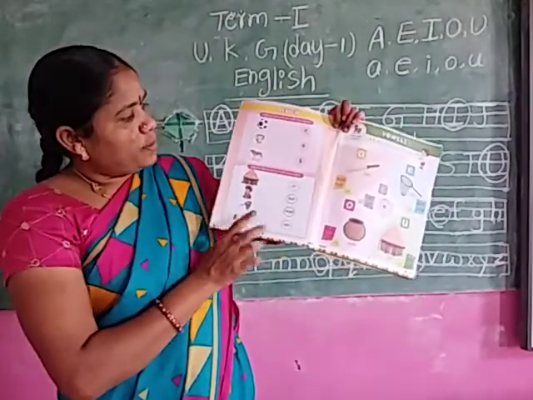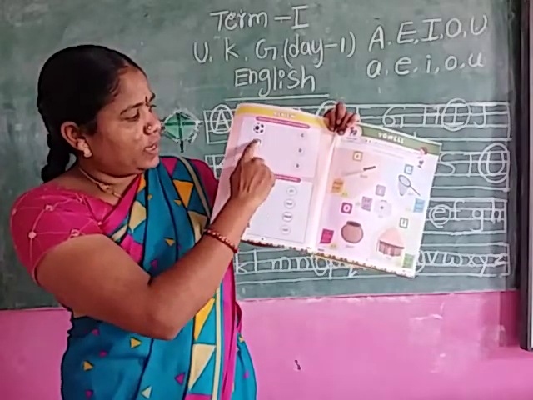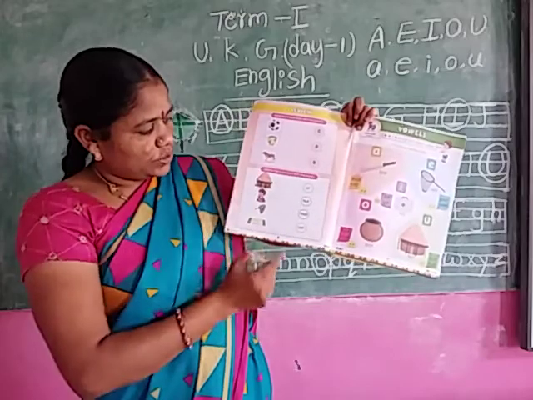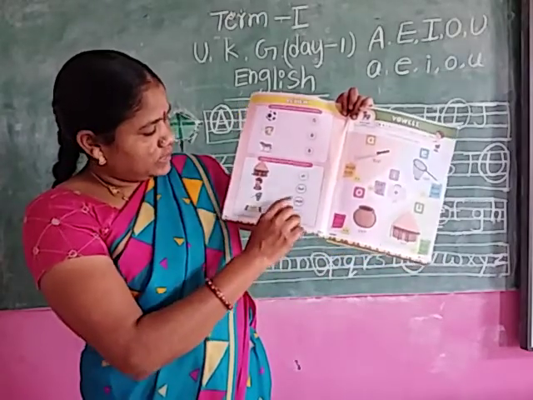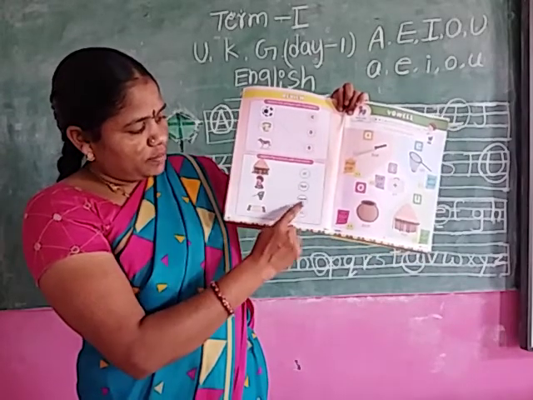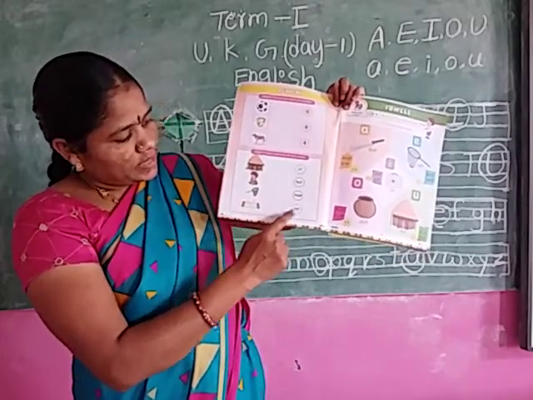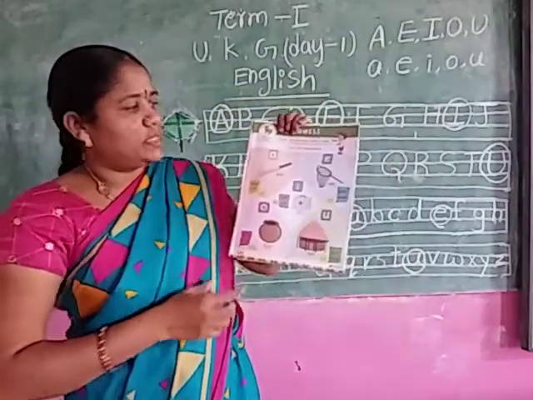Next, match here. B for ball. C for cup. D for dog. Next, match a picture with the word. Sit. Where is the sit? Here. Hut. Where is it? Here. Mat. Where is the mat? Here. Net. Where is the net? Here it is. Next, vowels.